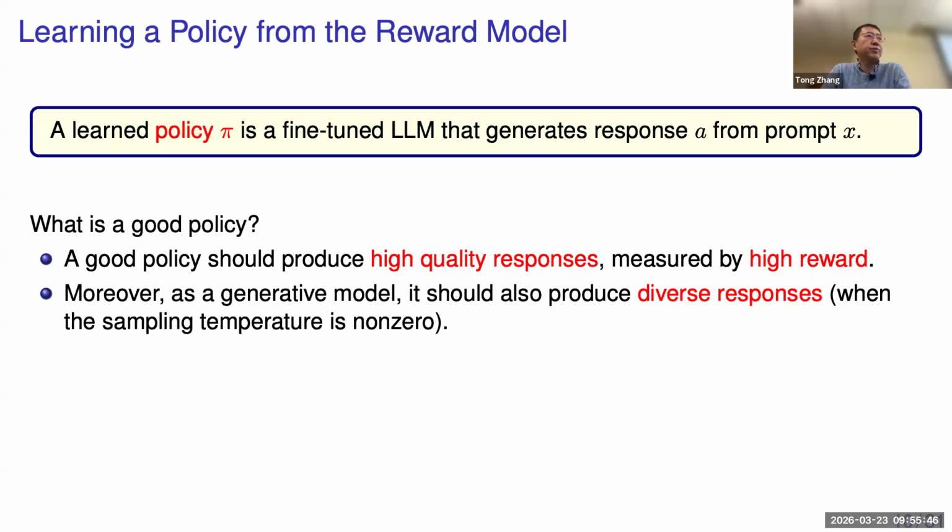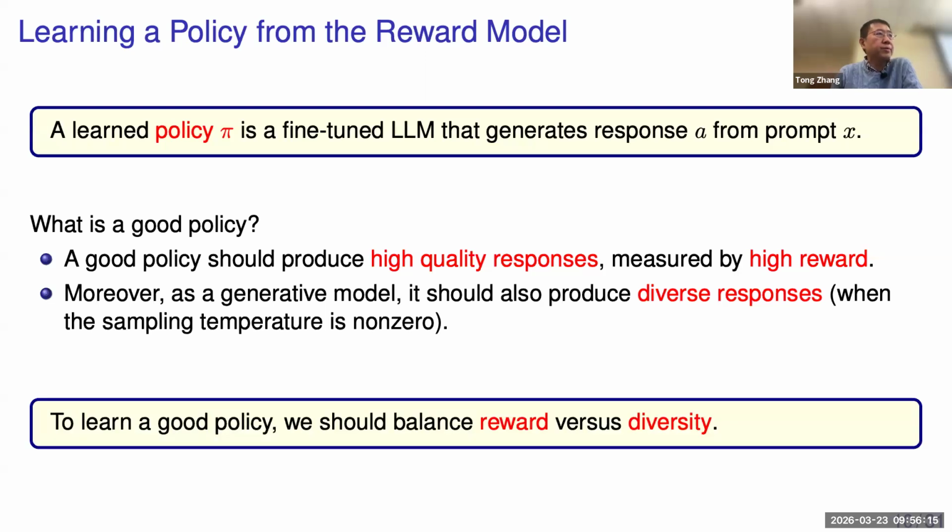Typically, as a generative model, you should produce diverse responses. You don't want to have just the same response. You always want a controllable knob, like a temperature. And when the temperature is non-zero, you shouldn't just give a fixed response. Otherwise, everything is deterministic. If you want to write a novel, and every time it's the same, that is not good. The other thing you also want is learning the right knowledge, which we will comment on later. To learn a good policy, we should balance reward and diversity.